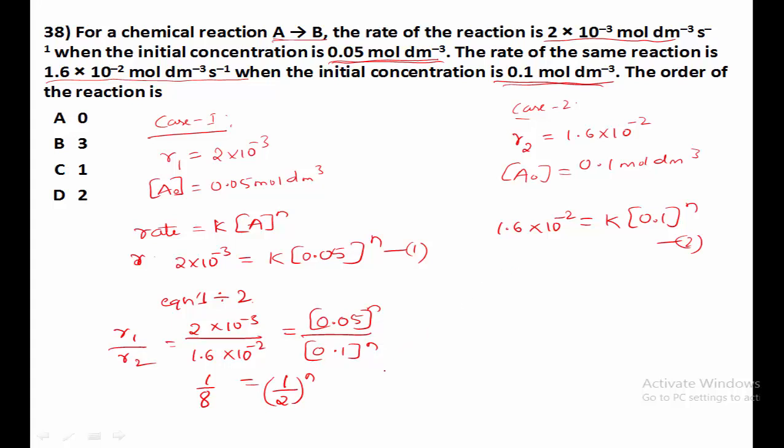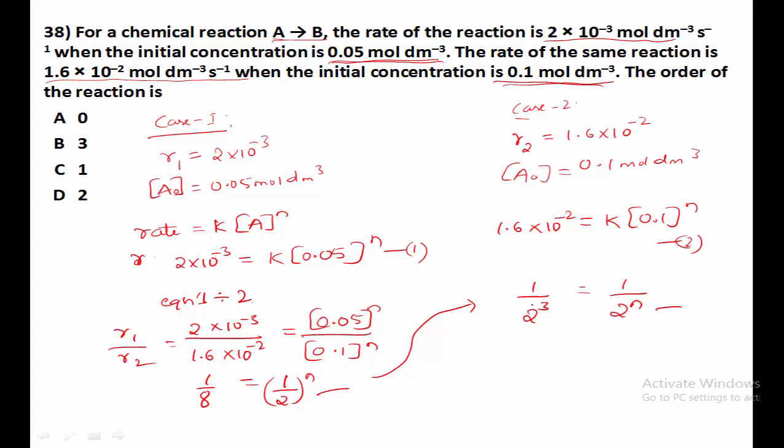How can I write this? I will write 1 by 8. How can I write 8? As 2 cube, because 2 2s are 4, 4 2s are 8. Instead of writing 8, I have written it as 2 cube, so it is 1 divided by 2 cube, equal to 1 raised to n over 2 raised to n, since 1 raised to n is 1. I will write this in this form.